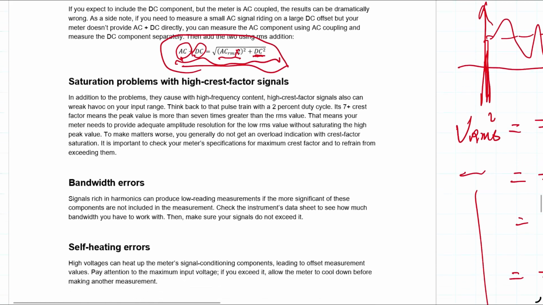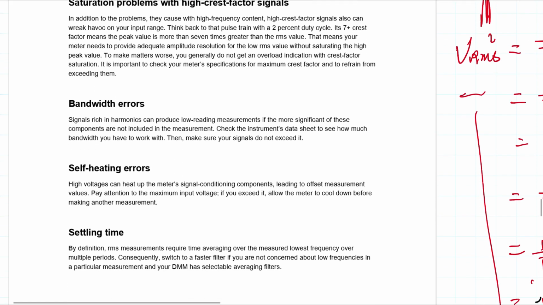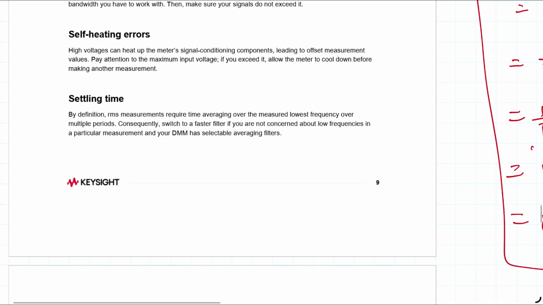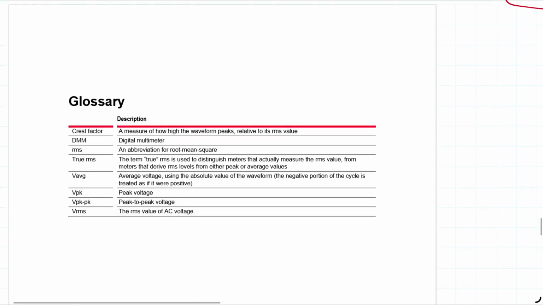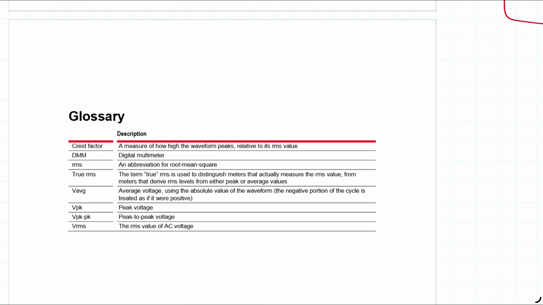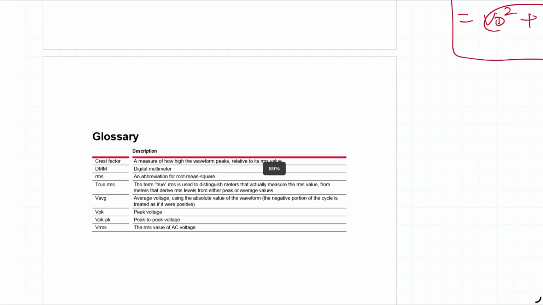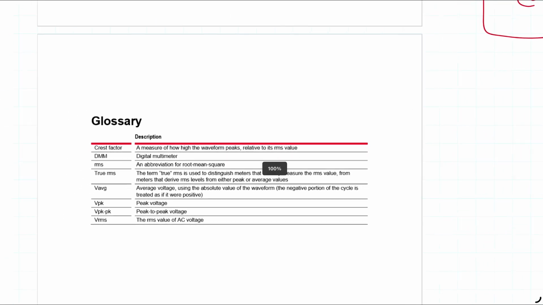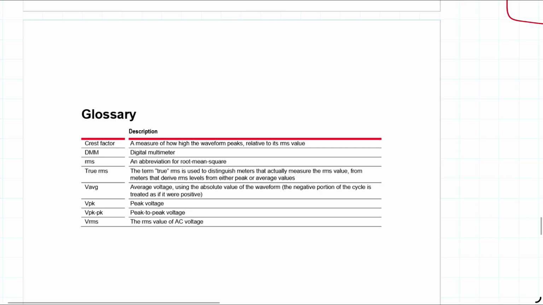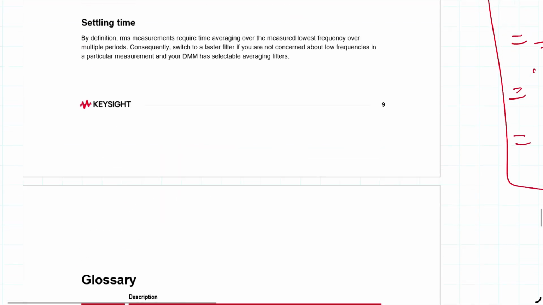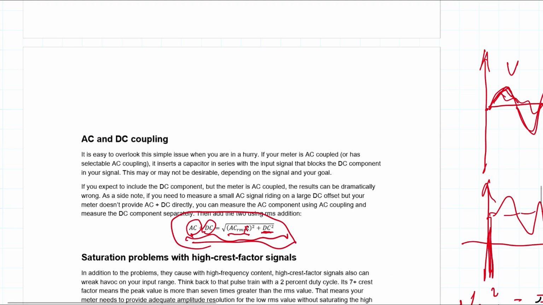We also talk about bandwidth error, self-heating error, settling time, and other stuff, but you can look at this documentation for details, and hopefully this will give you more insight about the RMS value and how to measure the RMS value.